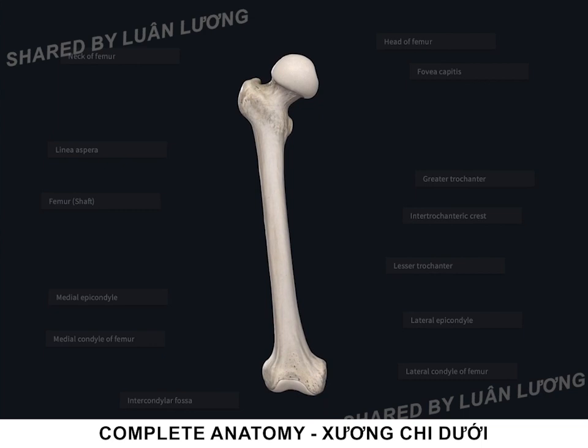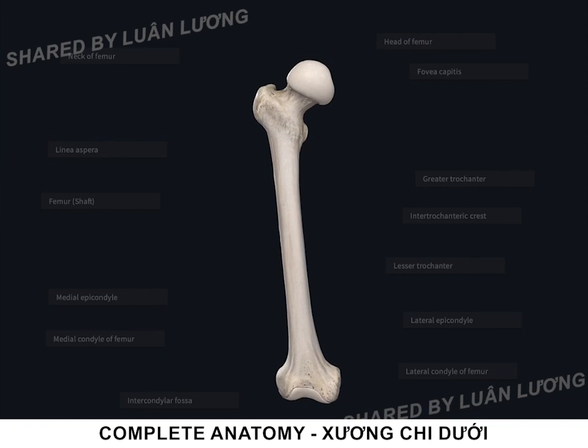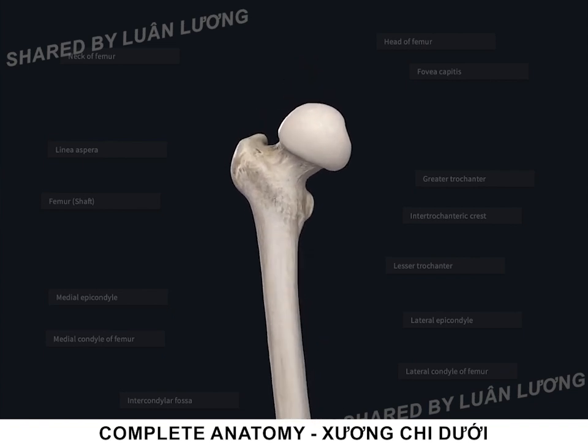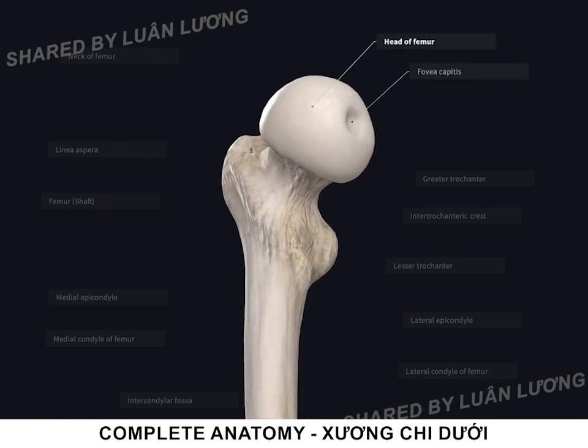So as I describe structures on the medial side of the bone or the lateral side of the bone, just remember this would be mirrored on the opposite lower limb. So in this case, we're looking at a right femur. Now, perhaps the most distinguishing characteristic of this bone is what we see here, the head of the femur.